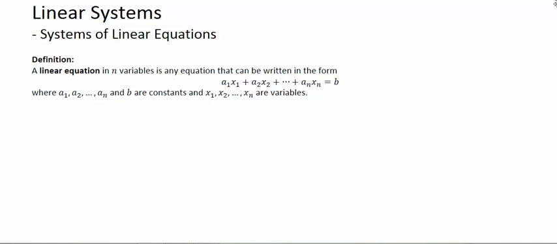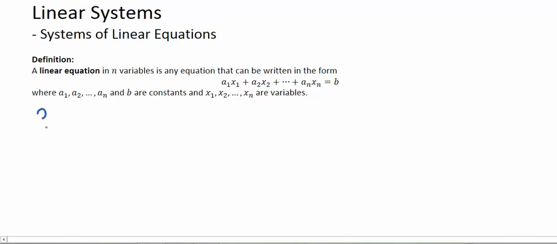So here we're going to talk about linear systems. So we'll start with the definition of a linear equation. A linear equation in n variables is any equation that can be written in the form a1x1 plus a2x2 all the way up to anxn, which is equal to b. All of those a's should be constants as well as the number b, and then the x's are going to be variables. So just a few examples of linear equations.